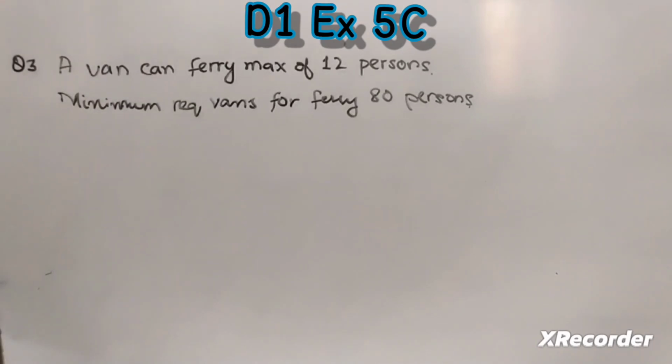Now question number 3, a very interesting question. A van can carry a maximum of 12 persons. What is the minimum number of vans required in order to carry 80 persons? So this is a question of inequality. Let's start.